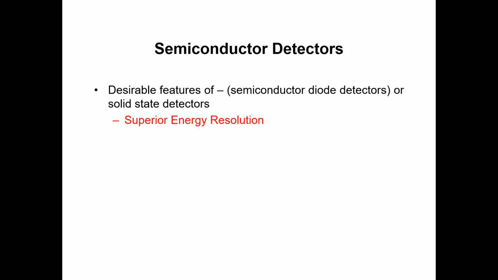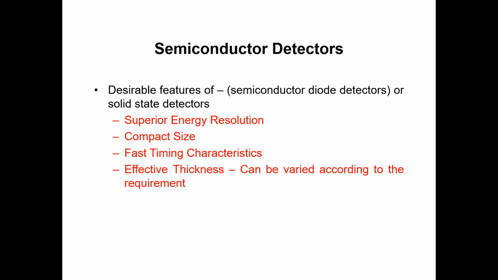The desirable features of semiconductor, or solid state, detectors are that they have superior energy resolution, compact size, and fast timing characteristics. They also have effective techniques, that is, they can be varied according to the requirement. The techniques of the material and of the device can be varied according to the requirement. First of all, we look at our requirement, and then accordingly we change the element or we change the device according to that particular requirement.